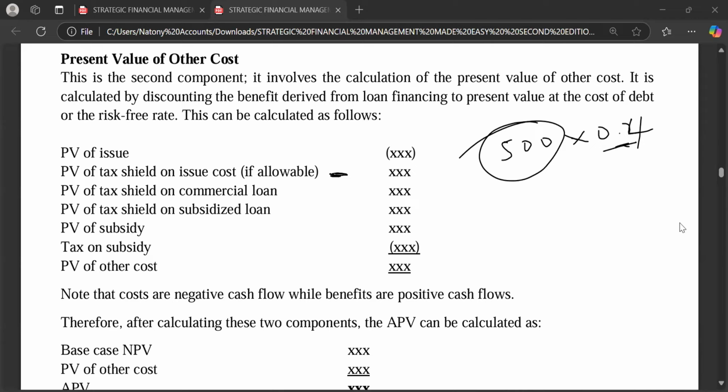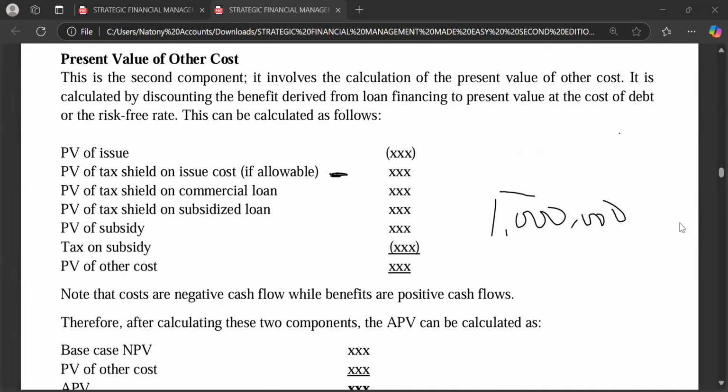So using the adjusted present value, there are times when you will be given a question that's assuming the company needs to borrow 1 million, and you are told that 40% of this amount will be raised via a subsidized loan, while the balance of 60% will be raised via a commercial loan. It means that you will have two different interest rates here. So 60% will be 600,000 commercial loan. 400,000 will be what? Subsidized loan.